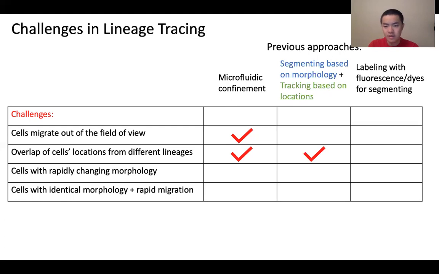Finally, we can label the cells with fluorescent dyes for segmenting. This really helps with separating cells with overlapping locations. It can also help with segmenting cells with rapidly changing morphology, because each cell can be clearly identified from its fluorescent signal and the morphology doesn't really matter. However, if the cells still have identical morphology and rapid migration, this labeling method doesn't help much.